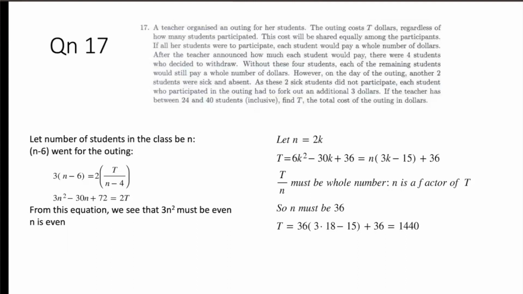Note that t over n must be a whole number, and that n is a factor of t. That means n must be 36, given from the right-hand side of the equation. And thus, t equals 36 times (3 times 18 minus 15 plus 36), which is 1440.